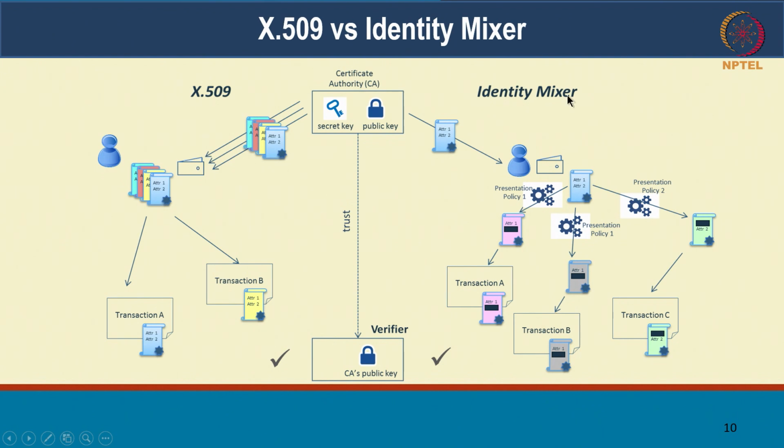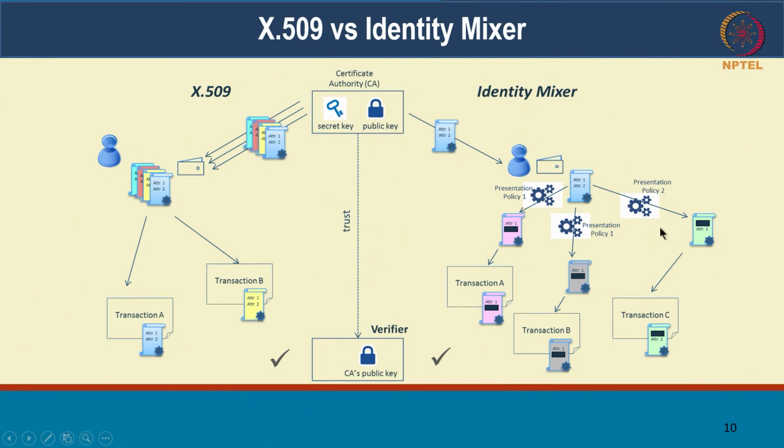So let's look at Identity Mixer and what it does, right? The CA for Identity Mixer issues, like before, an enrollment certificate. It has, like before, two attributes, attribute 1 and attribute 2. Now what the user can do, independent of having to talk to the certificate authority, is have a presentation policy. So there can be two policies. Based on policy 1, it can choose to just disclose attribute 1. So it generates a transaction certificate that has just attribute 1.